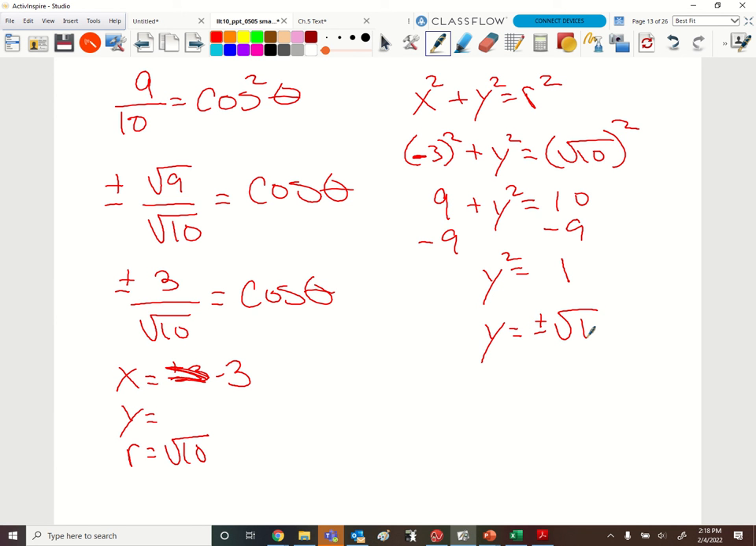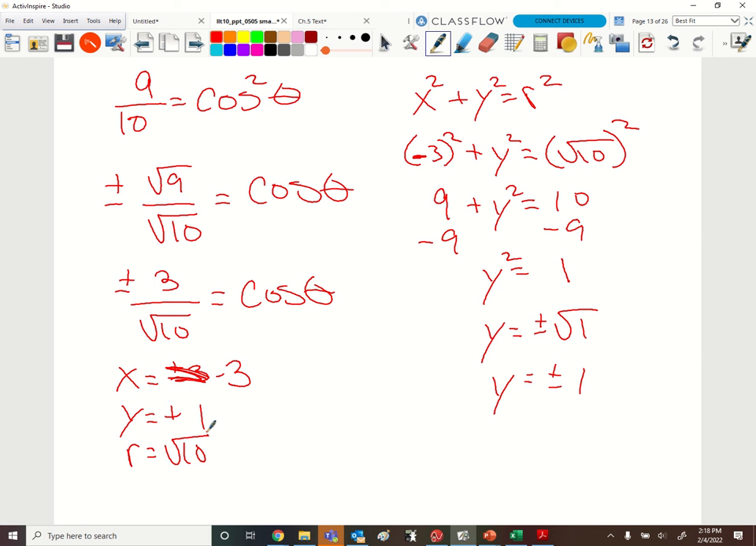So, plus or minus 1. Where did my finger go? That was quadrant 2. What do we know about the y value in quadrant 2? Positive. It's positive, so this is going to be a positive 1.